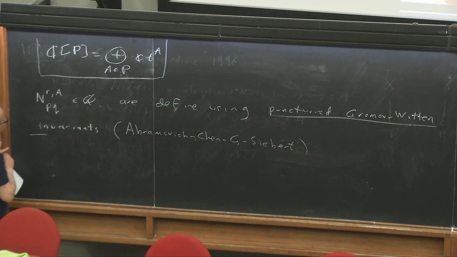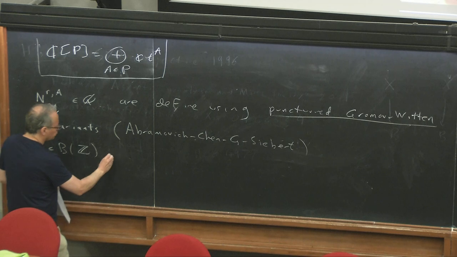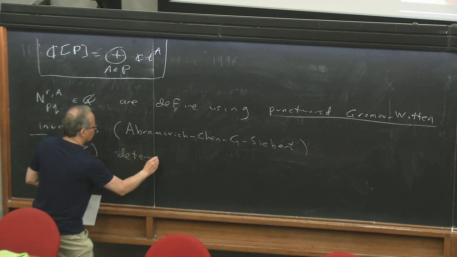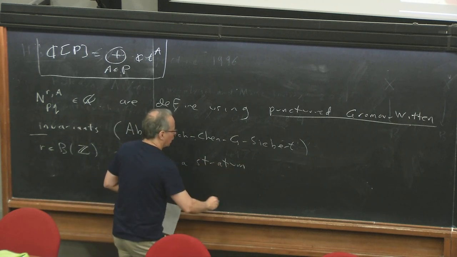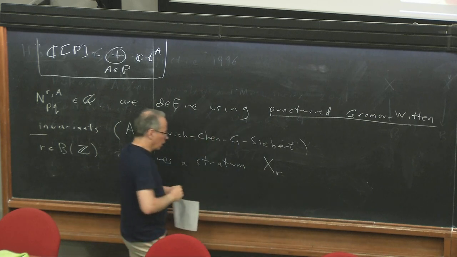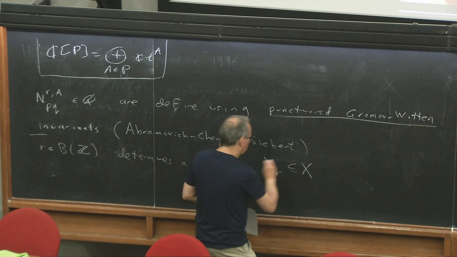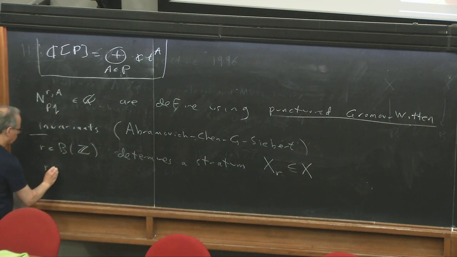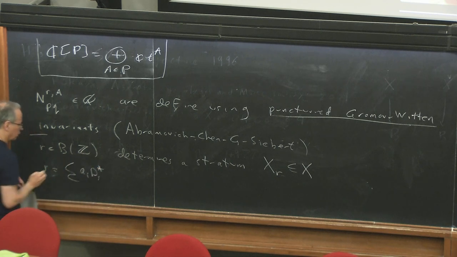So the first thing to observe is that R in B of Z induces, or determines, a stratum X_R. So this will be some closed subset of X. How does it do this? Well, I can write R as some linear combination of the D_i stars.